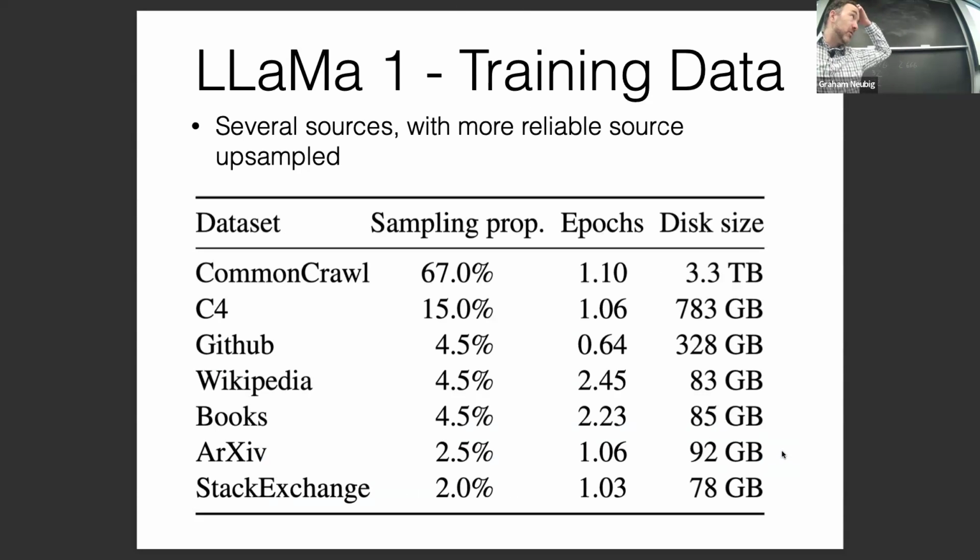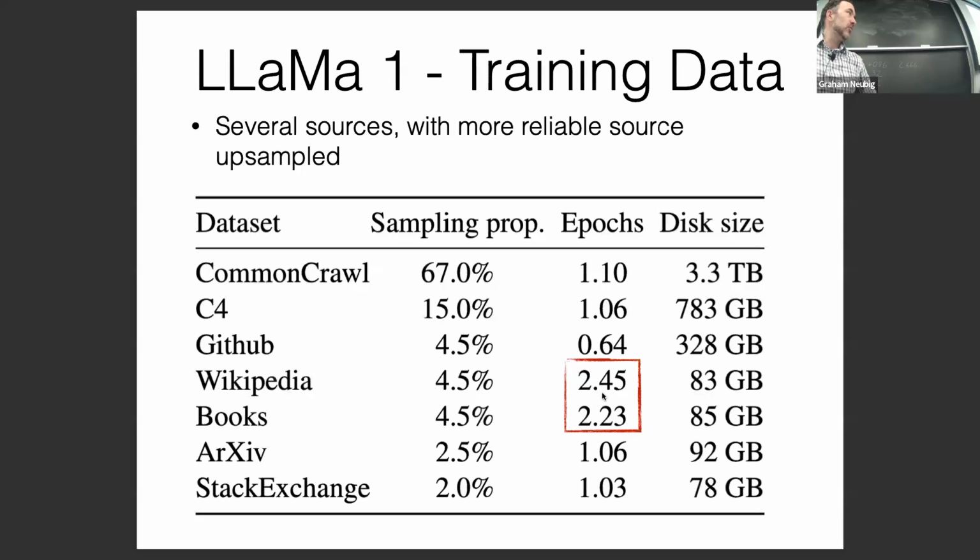If we look at the LLaMa 1 training data, it looks very much like the OLMo training data. It's Common Crawl, C4, GitHub, Wikipedia, books, arXiv, Stack Exchange. And one thing you'll notice is that they upsampled Wikipedia and books and downsampled GitHub, compared to the amount of data that they actually had.